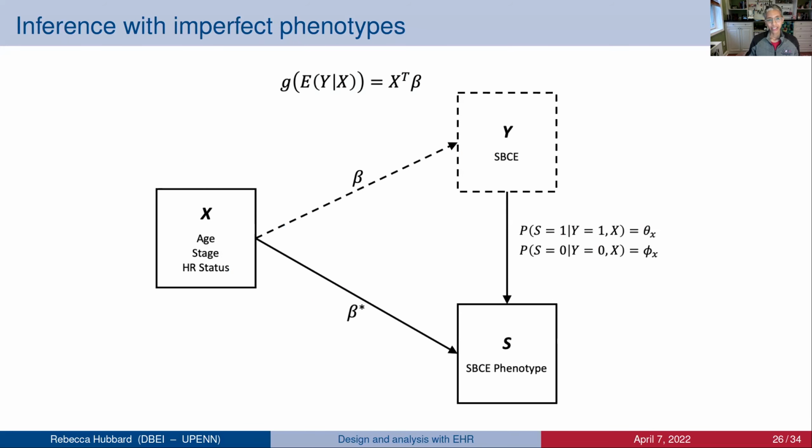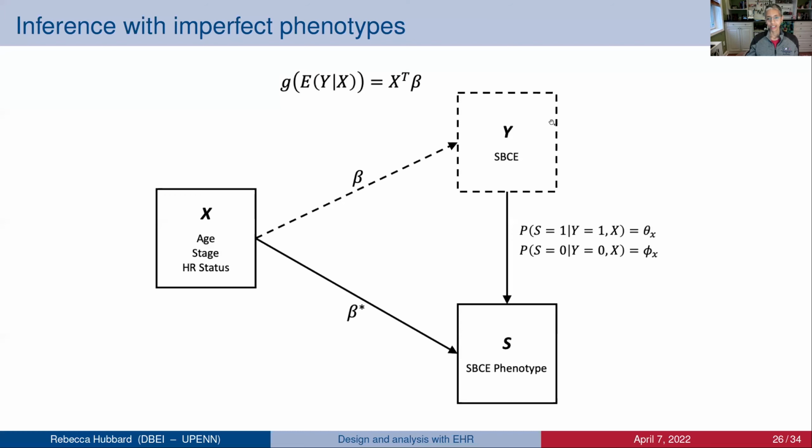I'm assuming that we're in a setting where we would like to make inference about the relationship between some outcome Y and predictor X. And the specific applied area this is taken from is that of breast cancer. So I'm going to use as an example a setting where we'd like to look at the relationship between second breast cancer events, or SBCEs, in women with a personal history of breast cancer, and a variety of patient characteristics like age, the stage of their first breast cancer, and their hormone receptor status.